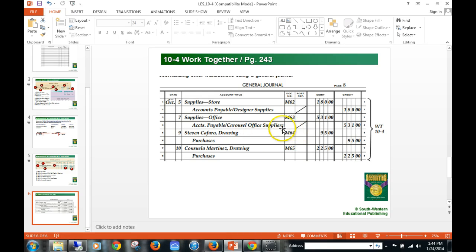Again, we're going to put the memorandum 64 as it tells us the source document. $95 is debited to the drawing account and $95 is credited to the purchases account. Both carry normal debit balance, but we're decreasing our purchases, our inventory. Same thing, except Consuela, who's the other partner in this business, withdrew $225 worth. So maybe there's a difference in what each partner owns as far as a percentage. Maybe Stephen Cafaro got paid cash to the equivalent of $225.